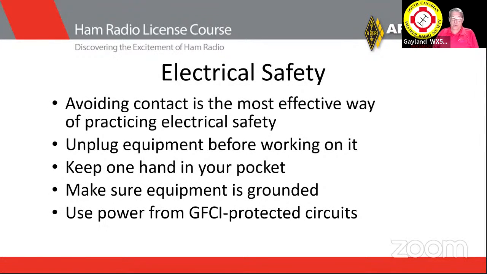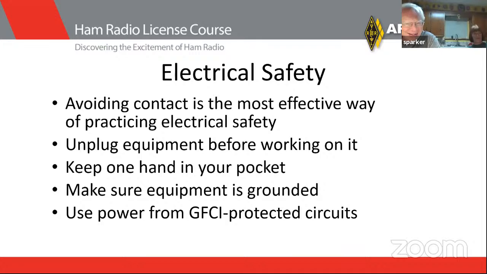Of course, the most effective way to practice your electrical safety is not to touch it to begin with. Keep your fingers out of things. Unplug things before you work on them. What a concept. Were you looking at me, Galen? Is that what you're doing?